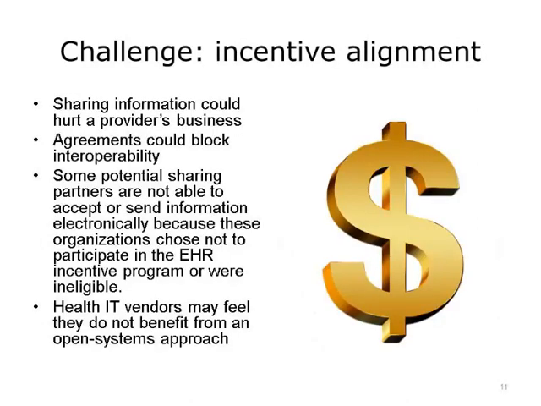A fifth challenge is the alignment of incentives. Sharing information could hurt a provider's business. The fee-for-service payment model, which has been the payment model in the United States for a long time, does not encourage interoperability at all. In fee-for-service, a provider has no incentive to work collaboratively with other organizations since they are paid for the service being given, not the overall health outcomes of the patient.